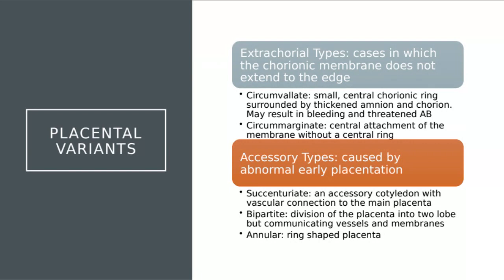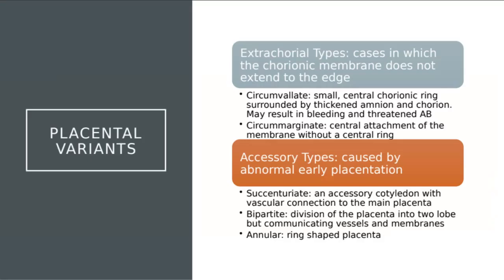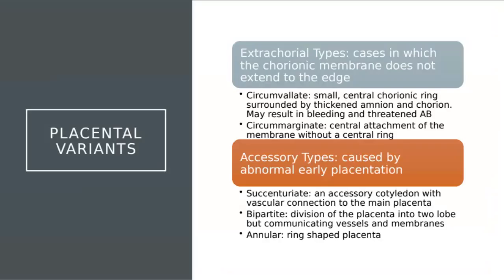So we can have a succenturiate placenta, where we have basically an accessory functional unit with a vascular connection to the main placenta. So kind of like in the spleen where you have an accessory spleen, this is kind of the same thing, an accessory placenta. So it's just another extra functional unit that's hanging out nearby the placenta, and it has a communication to the bulk of the placenta.